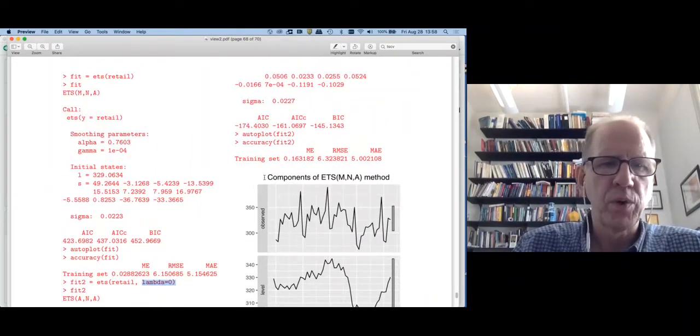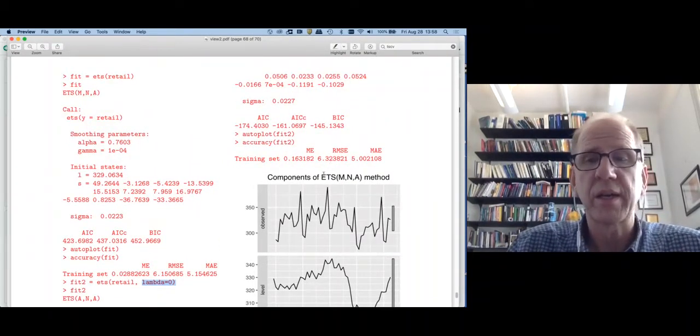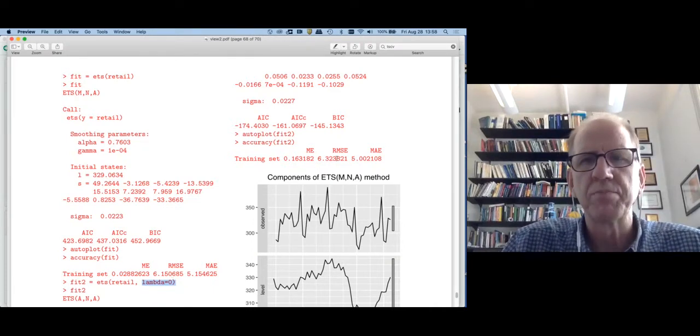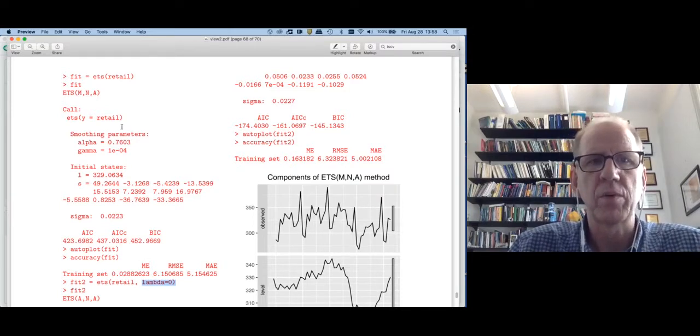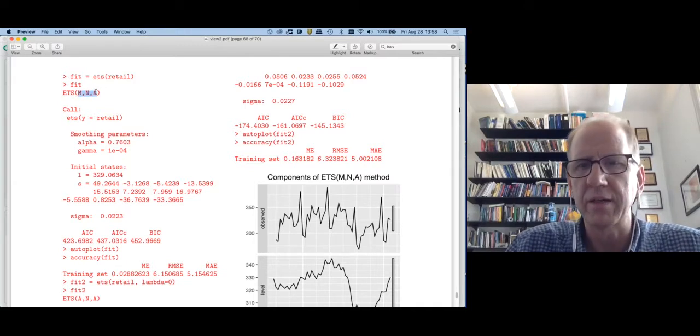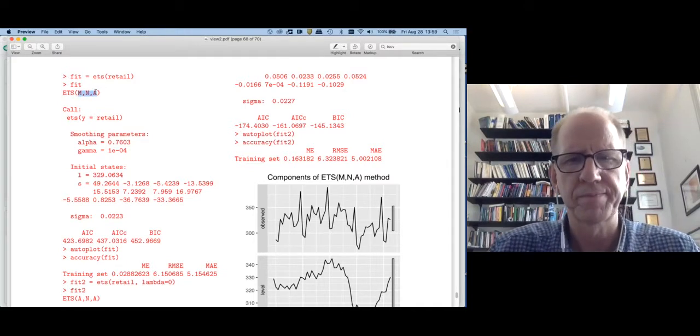The other thing we could look at is the training set error values, and it appears the multiplicative model is marginally better than the logged additive model. So I would, I guess, trust the ETS function on this one and go with the multiplicative model without a trend, but additive seasonal parts.